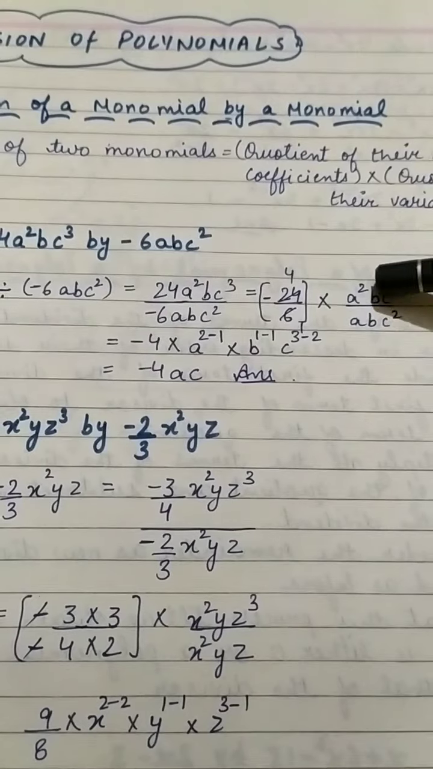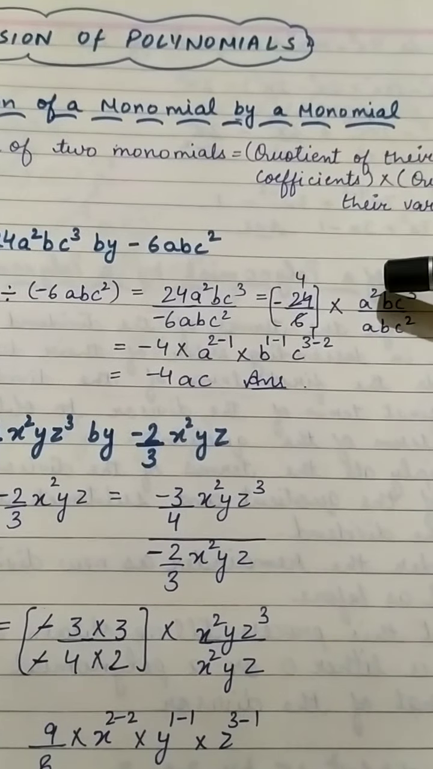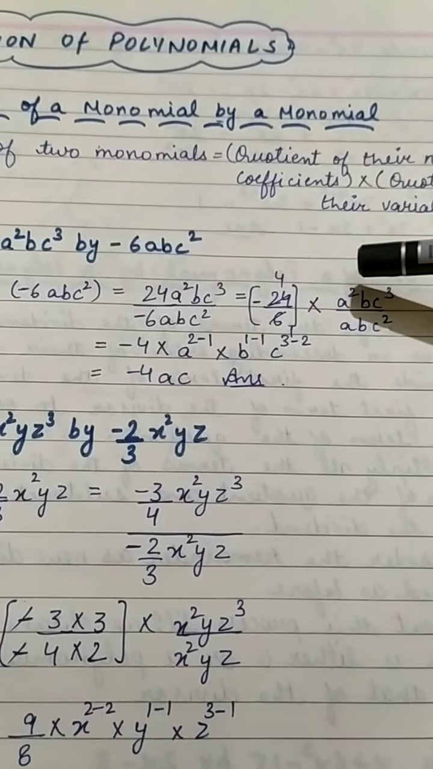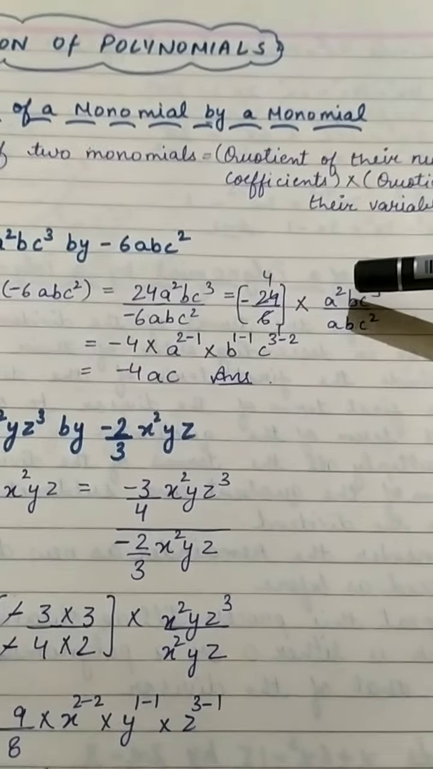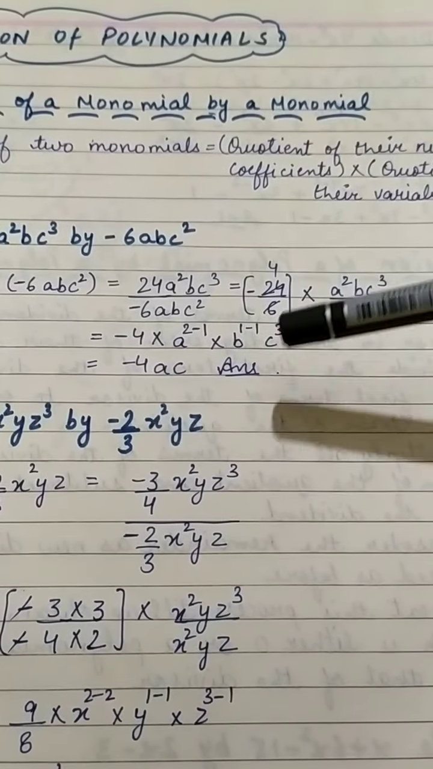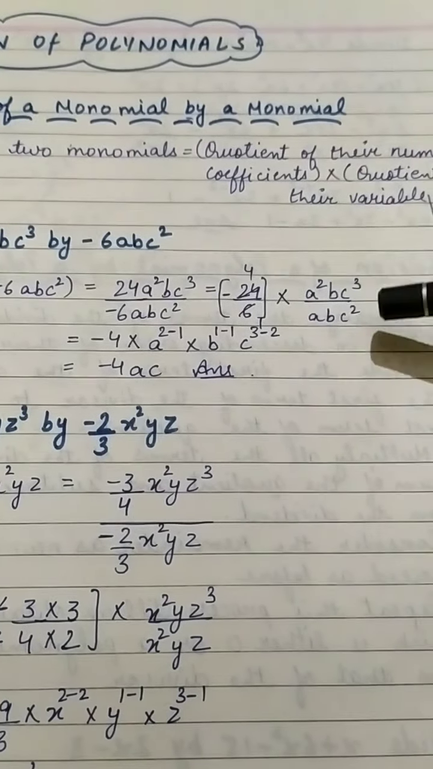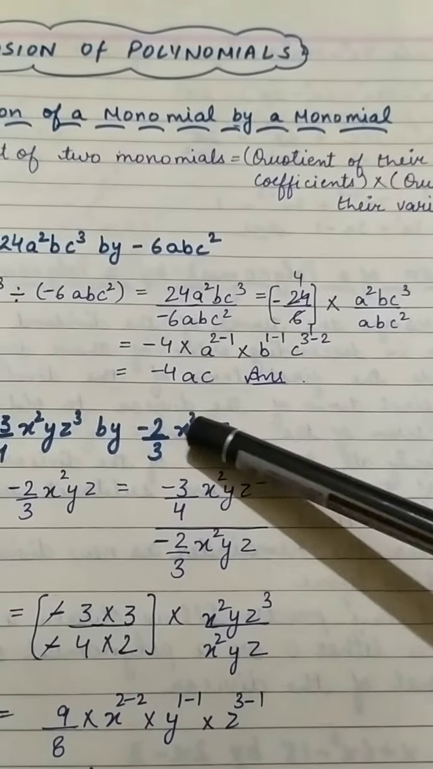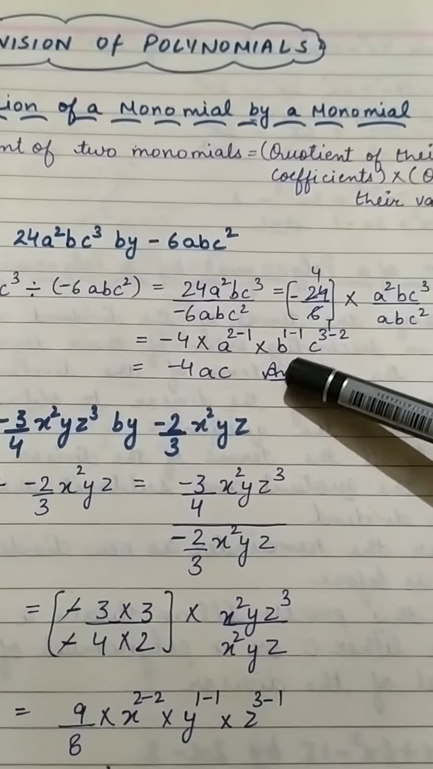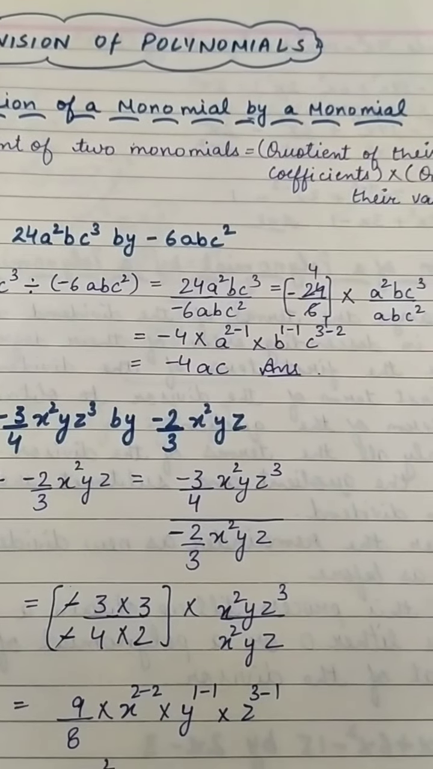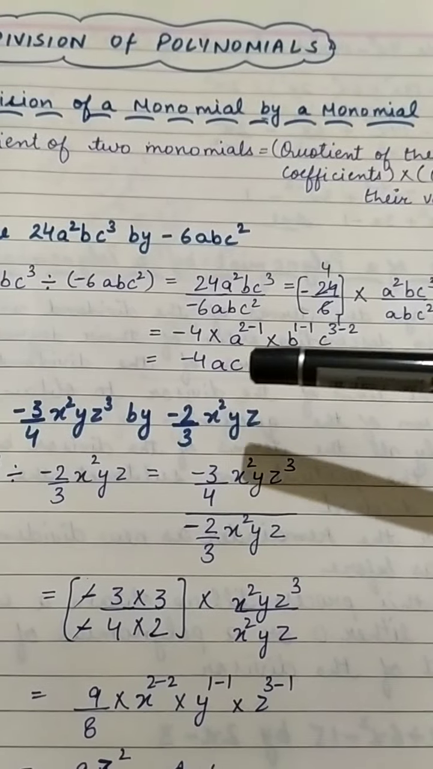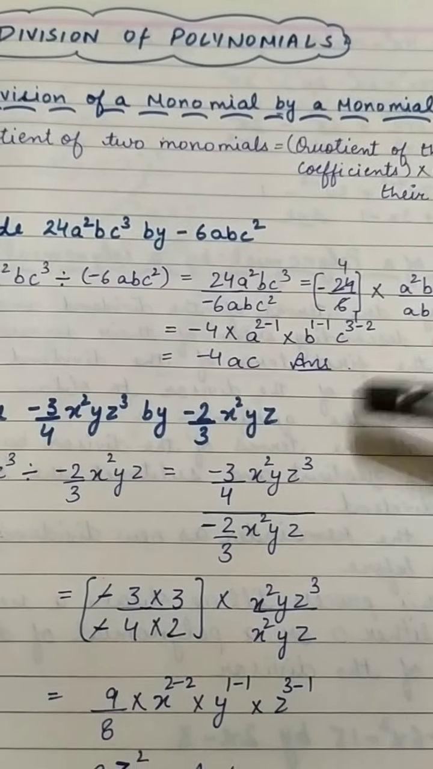So for a, in division, these are powers, so bases are the same, so powers will be subtracted, so 2 minus 1. Now b, its power is 1, this one's also 1, so 1 minus 1 is 0. c, 3 minus 2 is 1. So our final answer is minus 4. a will be cancelled, b will be cancelled because b raised to the power 0 is 1, so we will not write 1 here, and c raised to the power 1, so it will be minus 4ac.